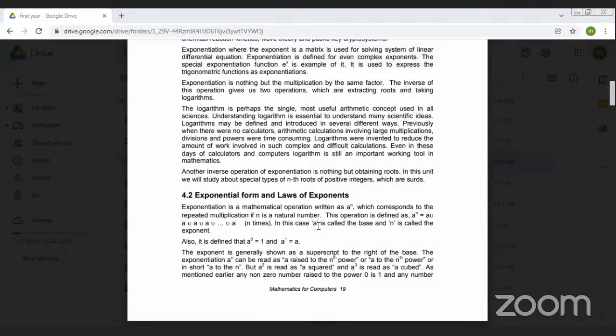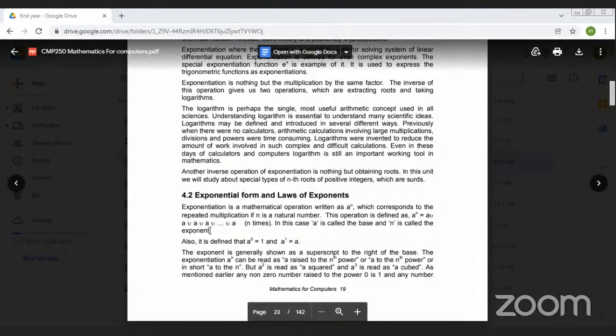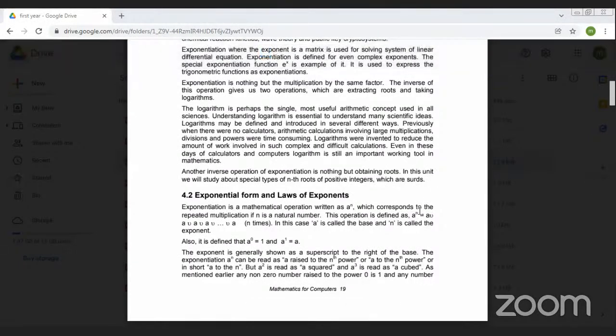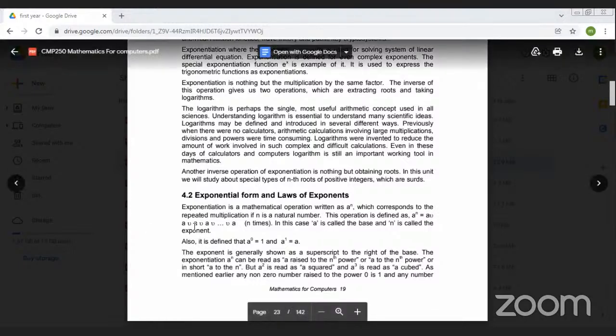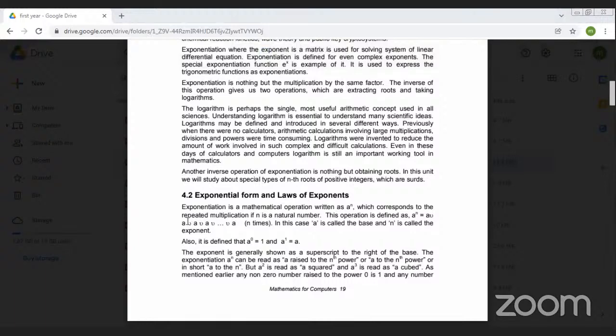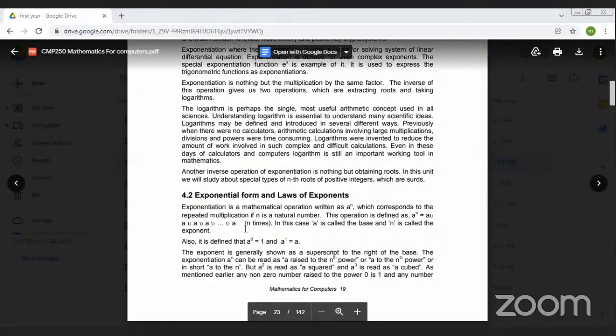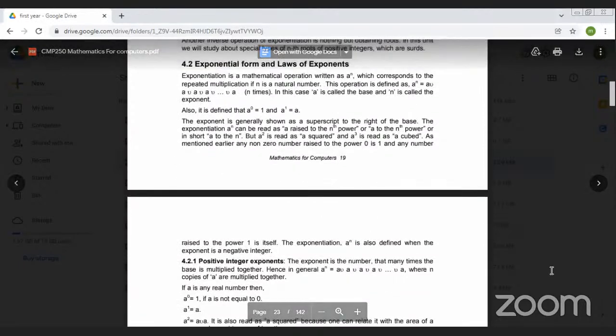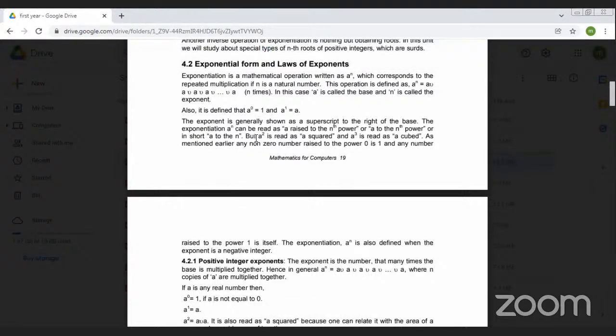Now here, your a is what? The base, and n is called the exponent. When I say a raised to the nth power, at that time I'm multiplying a into a up to n terms, where n is specifically a natural number. If it was a whole number, that means it was 0, so it becomes 1.